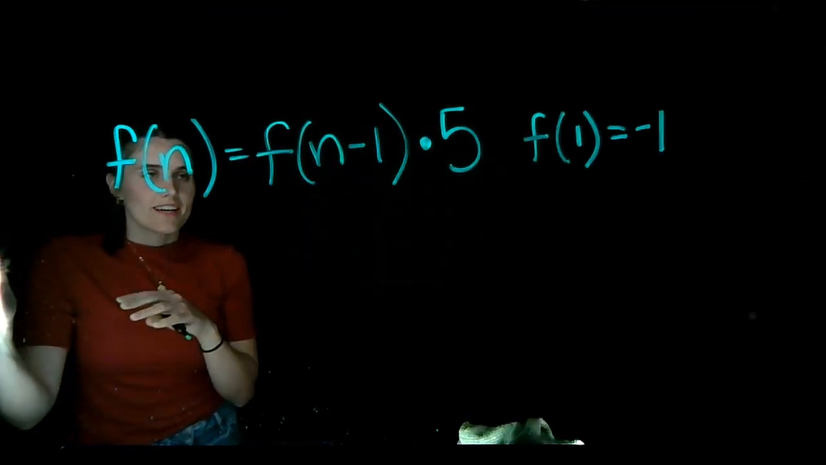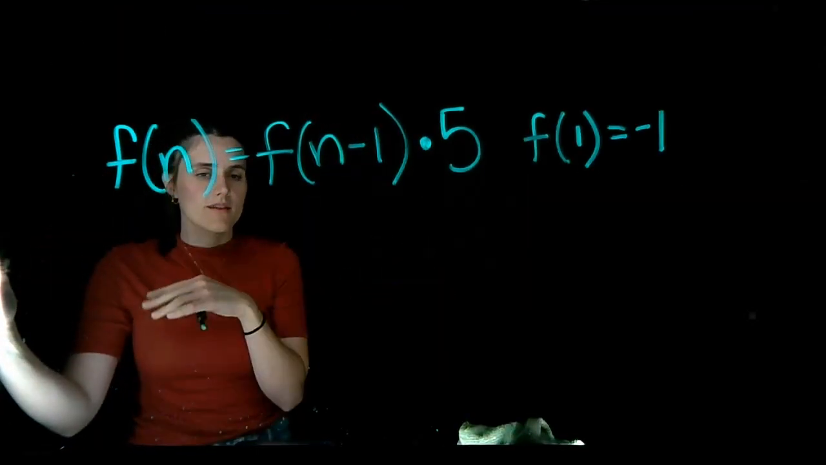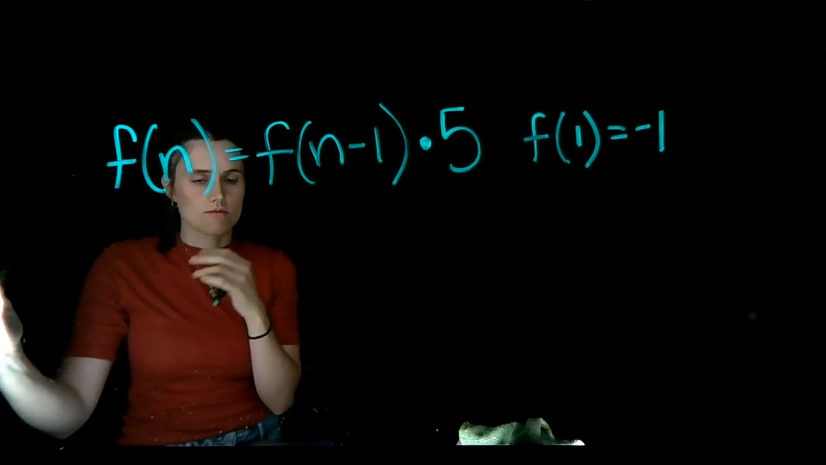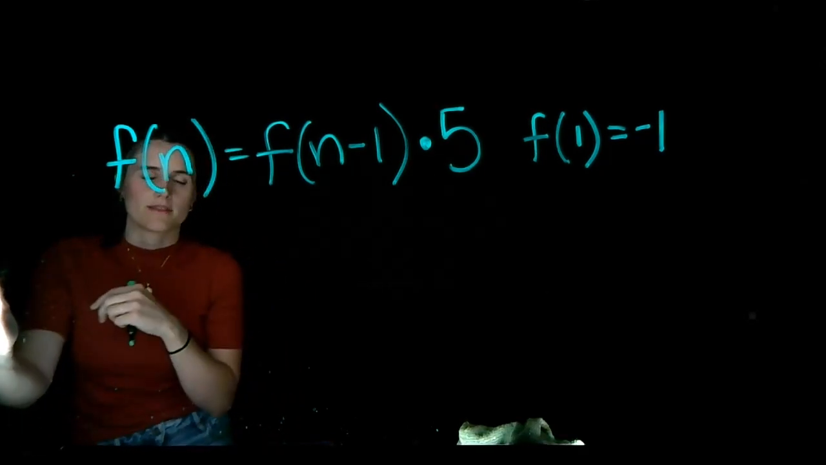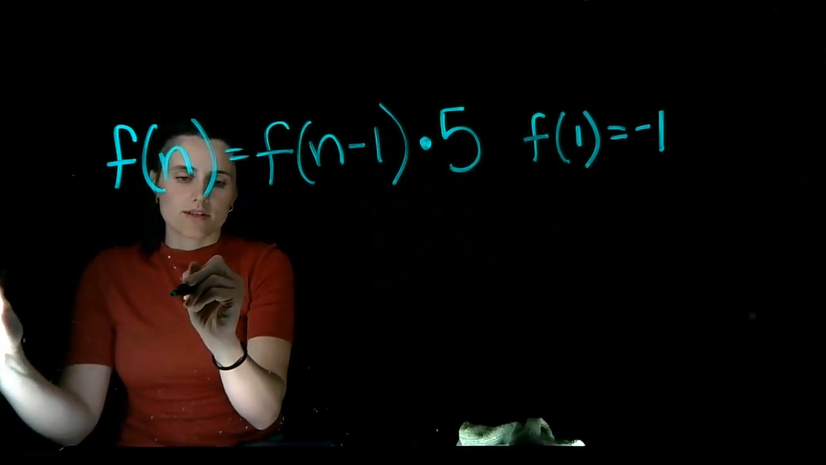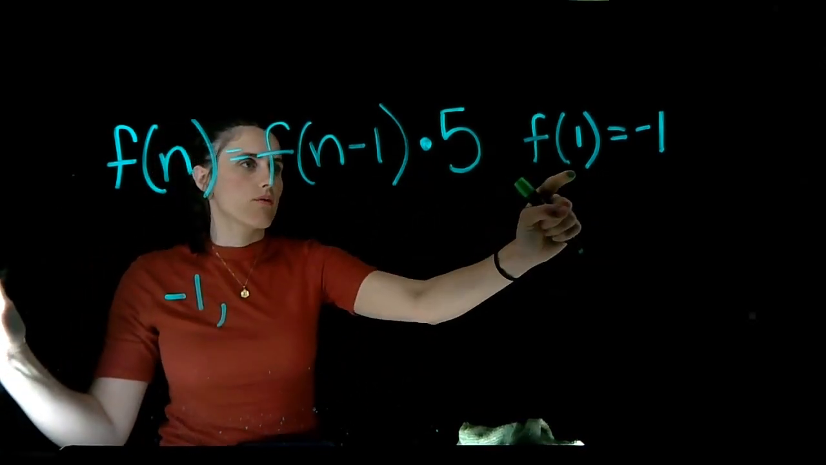If we are given this recursive equation here, now our job is to see if we can figure out how to write the sequence. We'll say write the first 4 terms in the sequence. They already give us what f of 1 is, which is awesome. So we can start our sequence with -1, because we know that f of 1 equals -1.